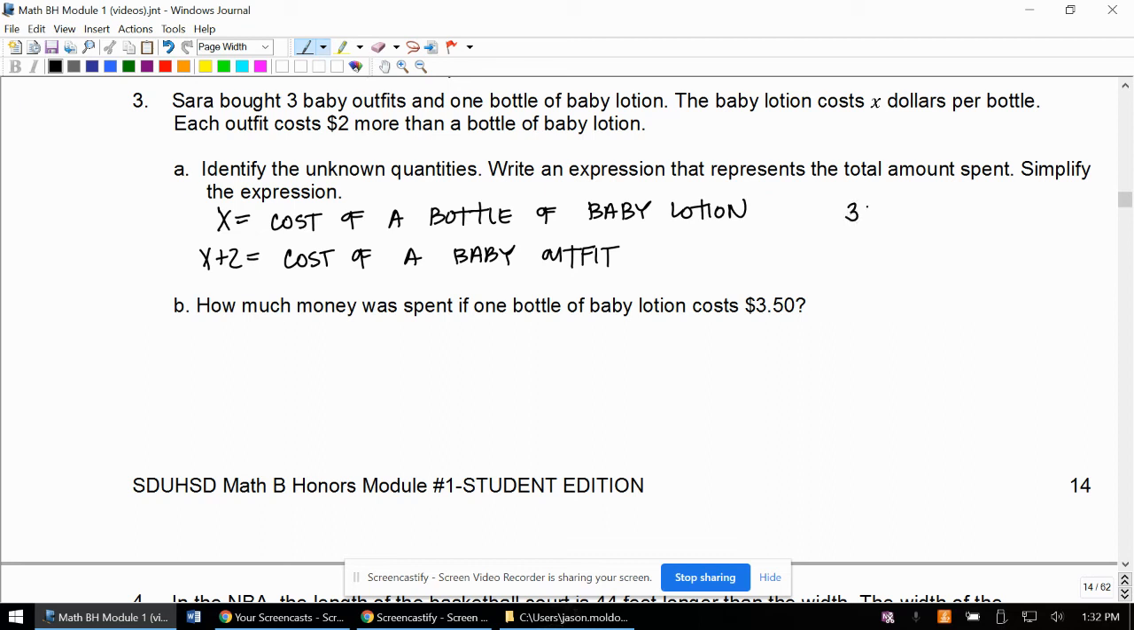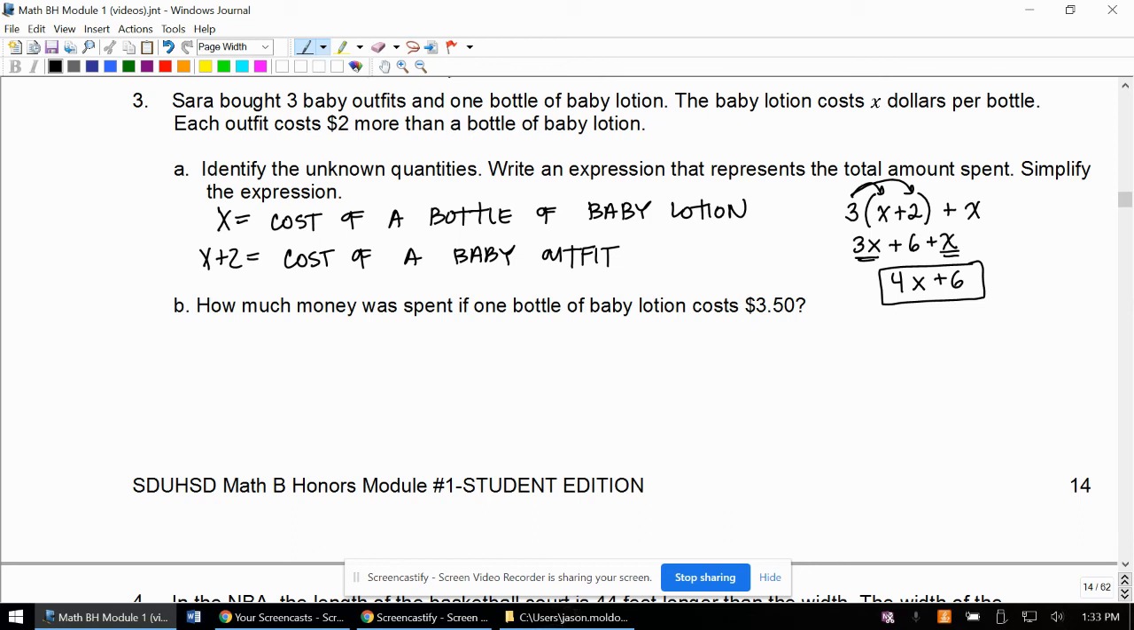So 3 outfits, each of them is X plus 2. So 3 times the quantity X plus 2, plus X. And we're going to apply the distributive property. So 3 times X is 3X, and 3 times 2 is 6, plus X. And then we're going to combine like terms. You don't need to mark the terms, but if you need a refresher, 3X plus another X is 4X plus 6. There's our simplified expression.